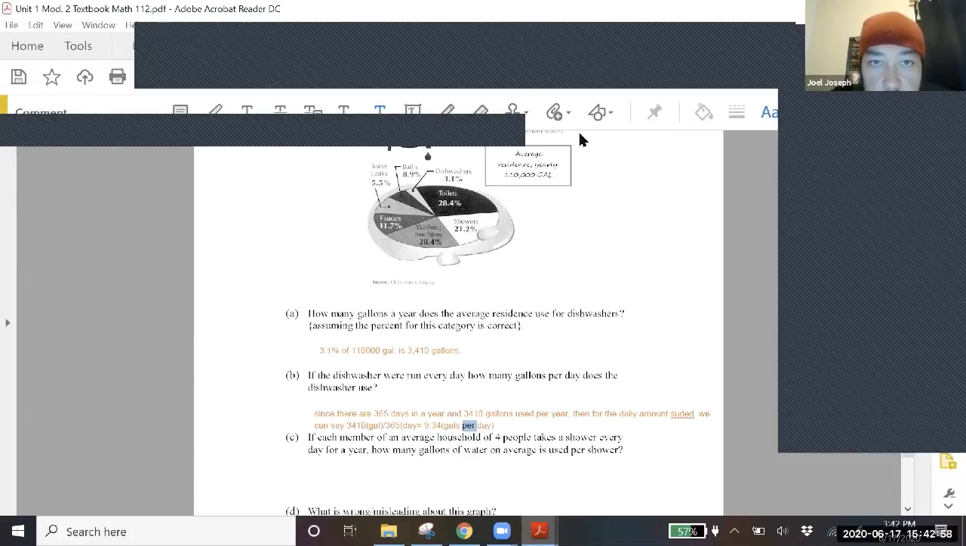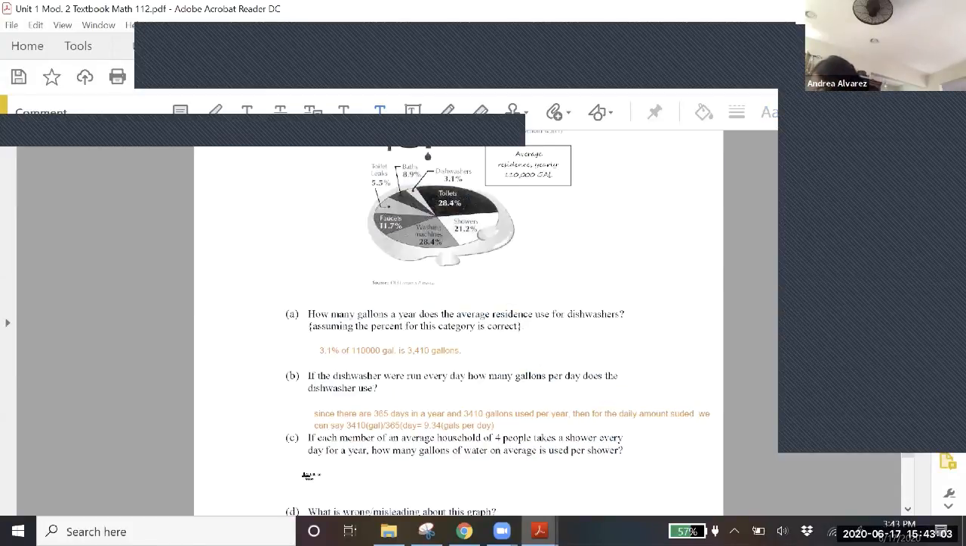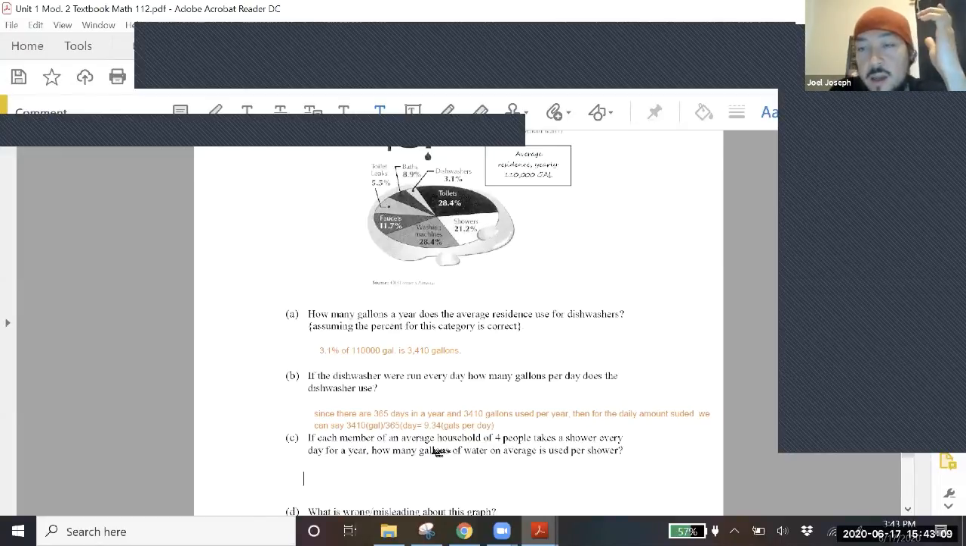So let me see. Right, so let me explain what she's thinking verbally. She's saying, look, if I have 4 people and they're showering every day, I first have to know how much water is used in the whole year, right? And we only have a percentage, so we don't have a count. So it would have been nice if we had other questions that set us up for this question. But right now we have to set ourselves up for this question.